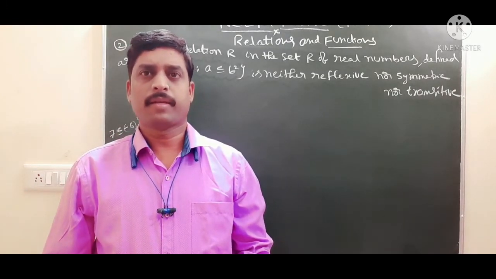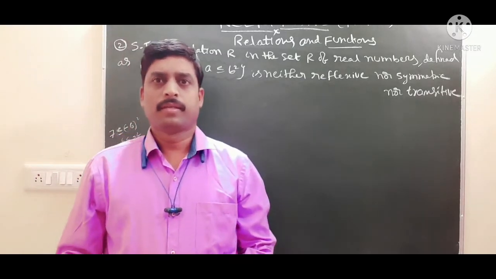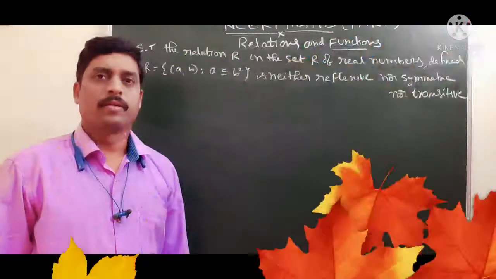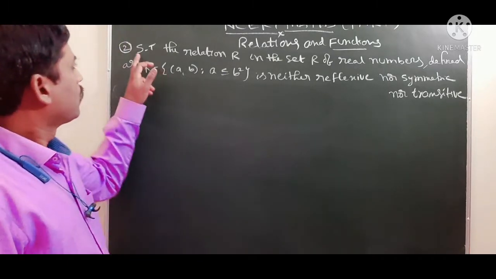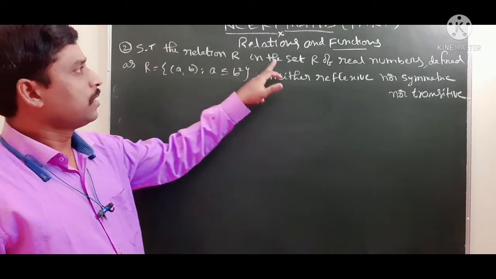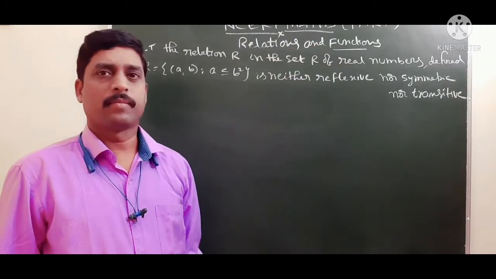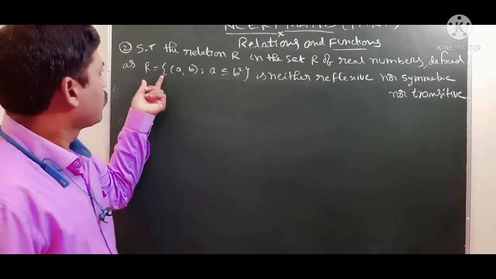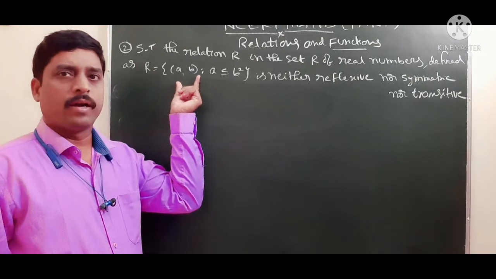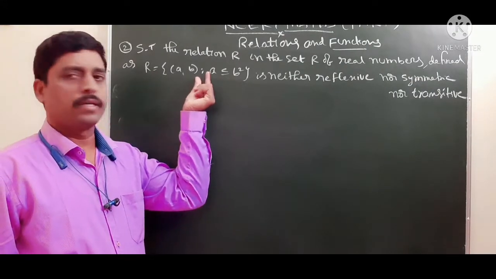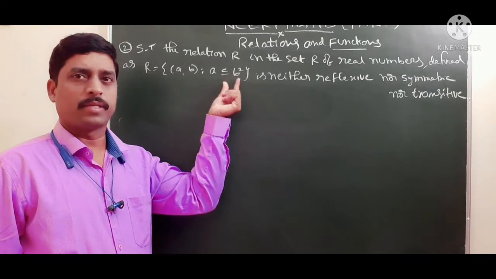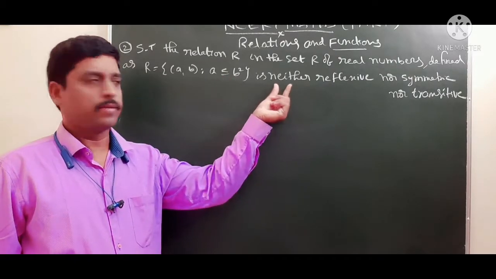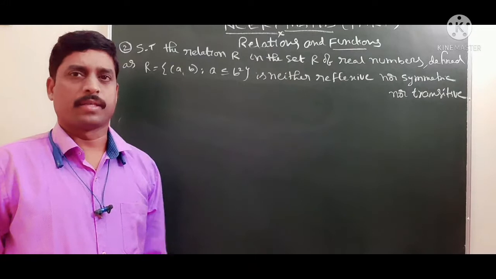Today I would like to explain NCERT Mathematics relations and functions. Now I will explain question number 2 in the NCERT textbook. Show that the relation R in the set R of real numbers, defined by R equal to the set of ordered pairs (A, B) such that A is less than or equal to B squared, is neither reflexive nor symmetric nor transitive.